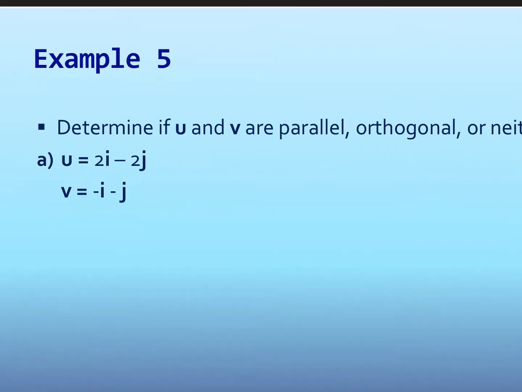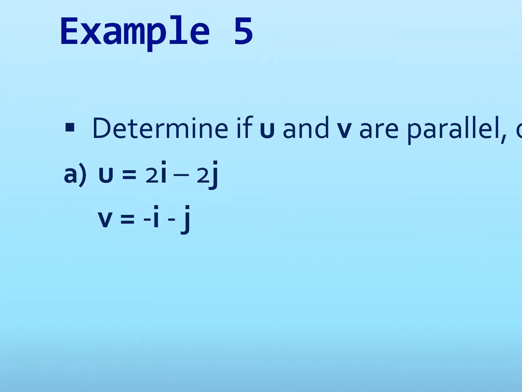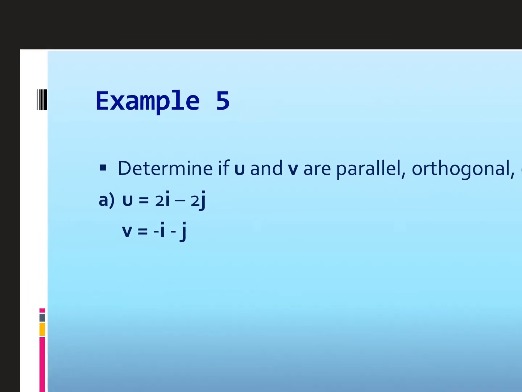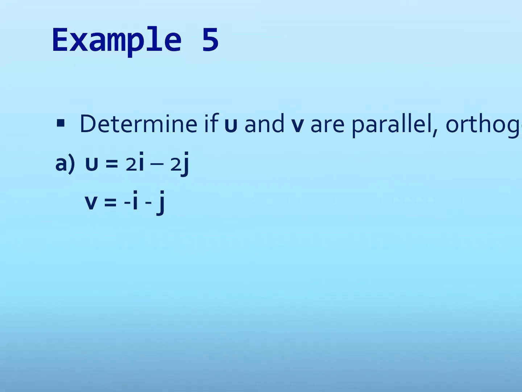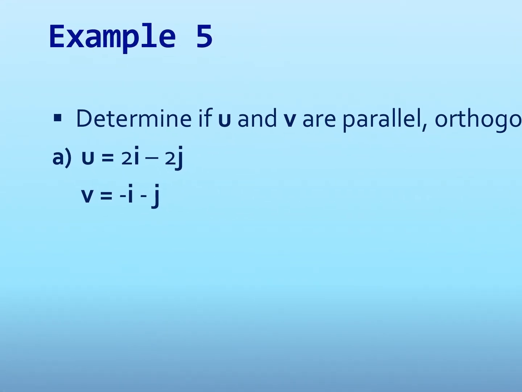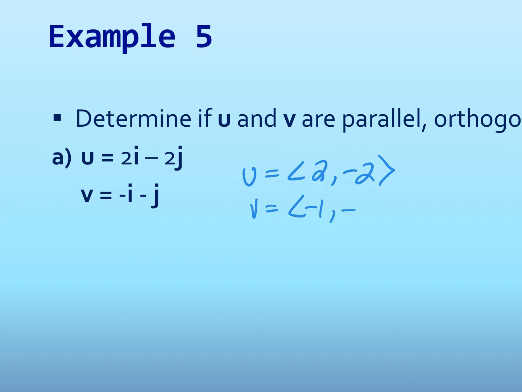So let's look at this, right? This is what we talked about earlier today. Determine if u and v are parallel, orthogonal, or neither. You guys are going to have a question like this on your test. So first of all, let's write out vector u. What is u? It's 2, negative 2. What is v? Negative 1, negative 1, right? We got that from the coefficients, correct?